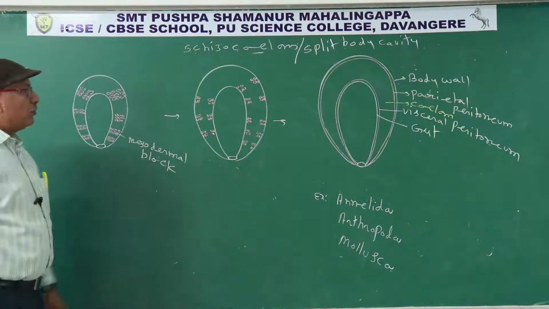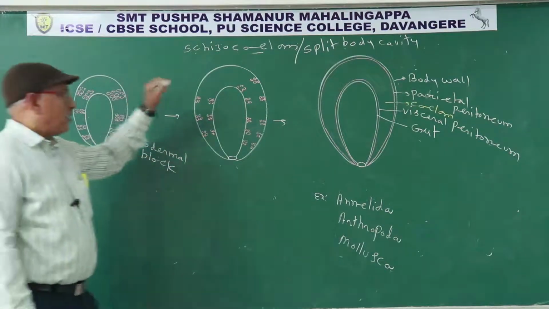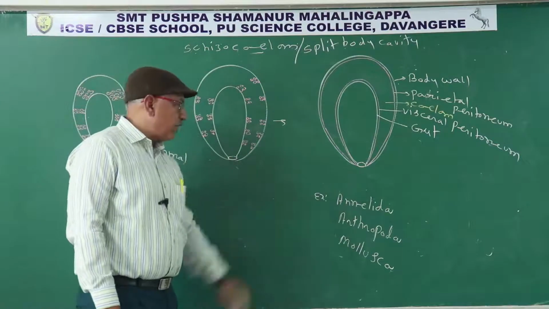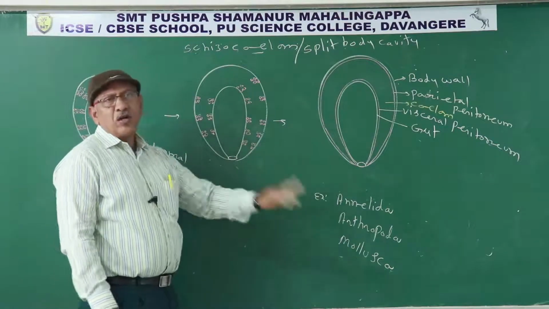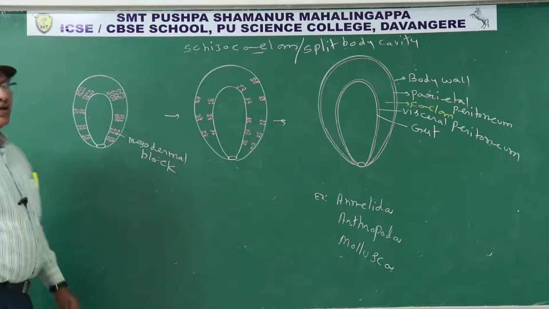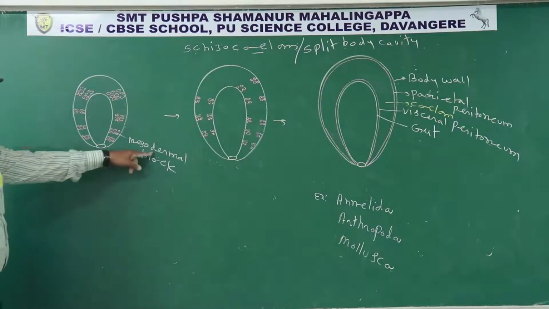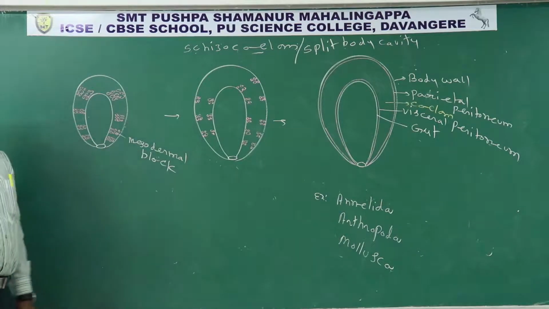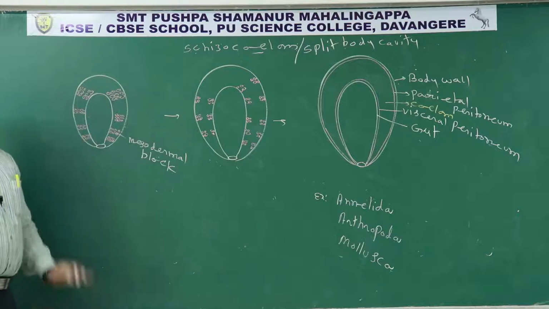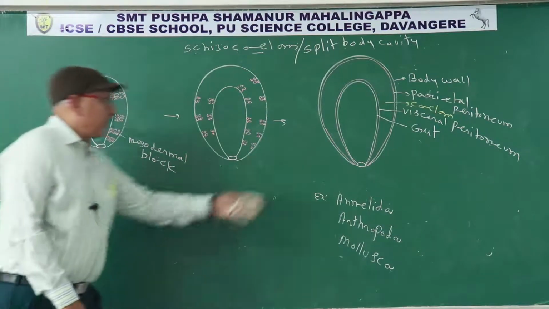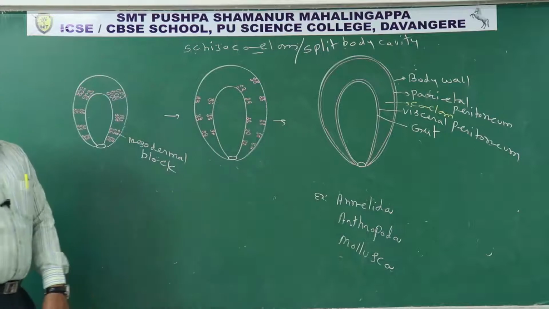So, schizocoelom is observed in members of phylum Annelida, Arthropoda, Mollusca. Simple definition: if coelom is formed due to splitting of mesodermal blocks, it is known as schizocoelom. Example, Annelida, Arthropoda, Mollusca.